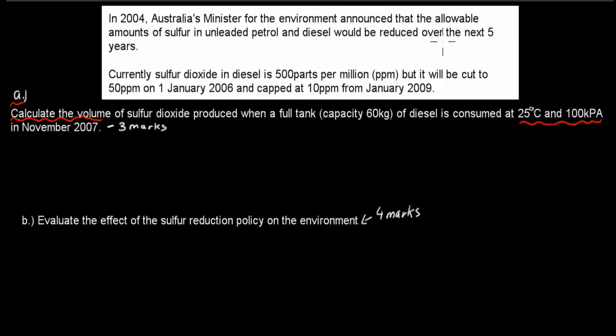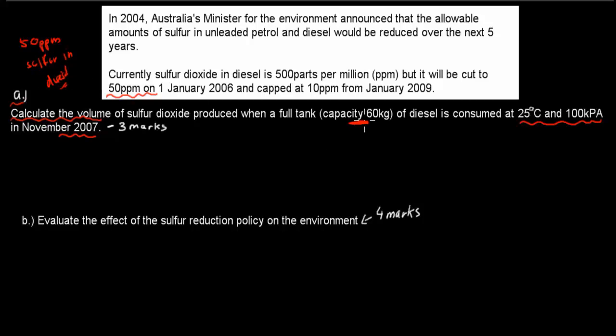And what does this actual question tell us? Well, it says we have a capacity of 60 kilograms of our fuel, and that we want to calculate it for November 2007. So then we would use the January 2006 figure, and it says that we have 50 parts per million of sulfur in diesel. That's what it's telling us.